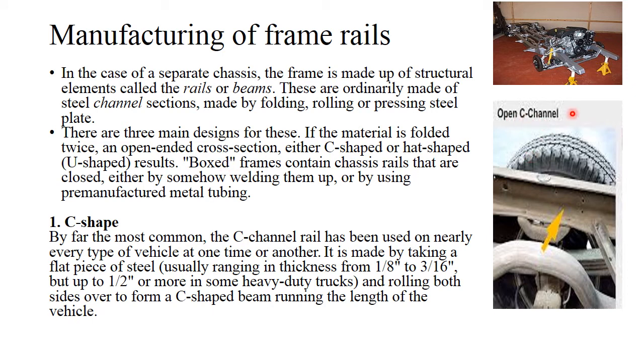First we'll talk about the open C channel. You can see that this rail is in the shape of the alphabet C. It is the most commonly used. How it is made is by taking a flat piece of steel and rolling both the sides. When you roll, you get a C shape. That is a C shape frame rail.